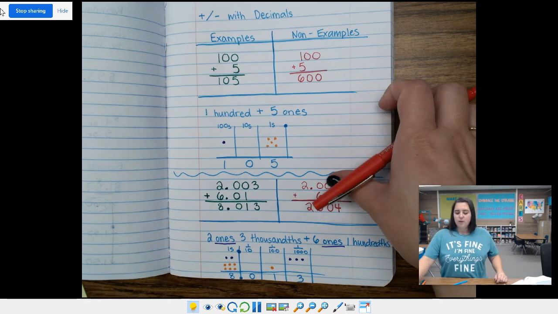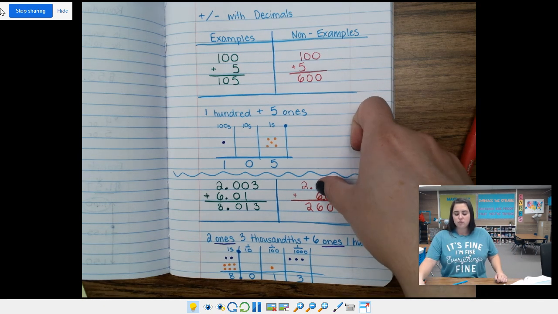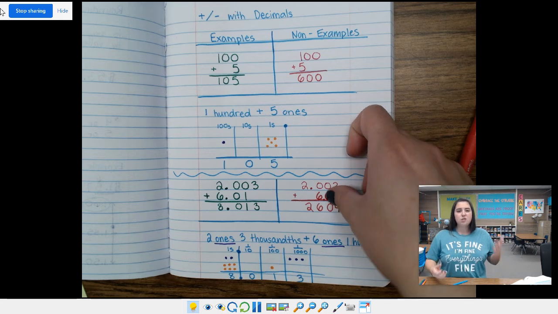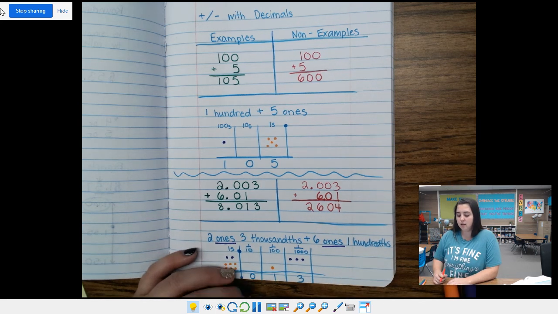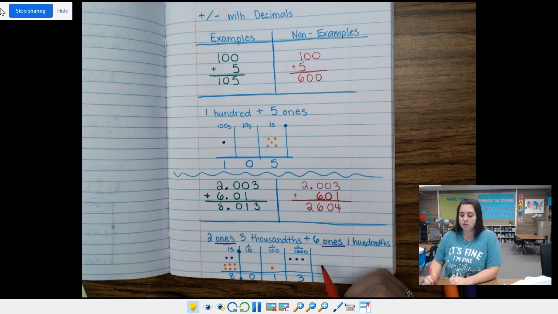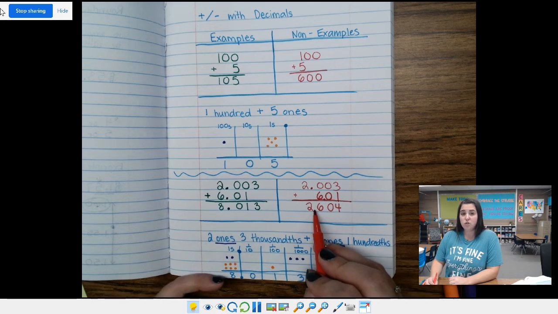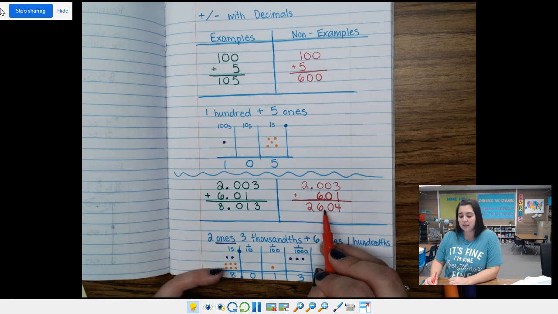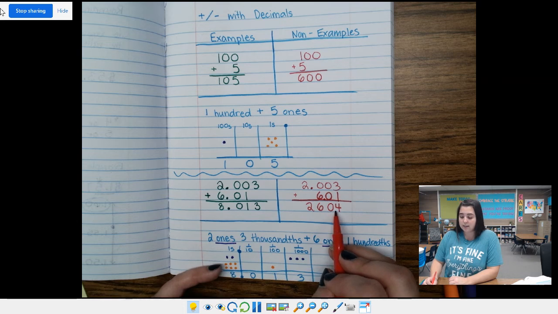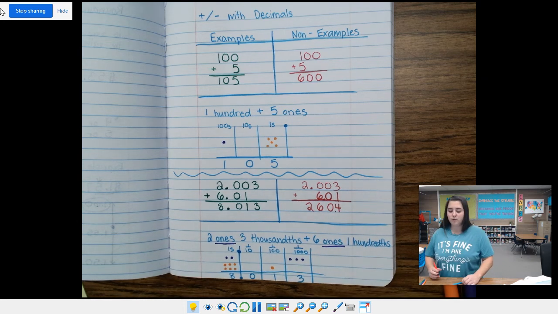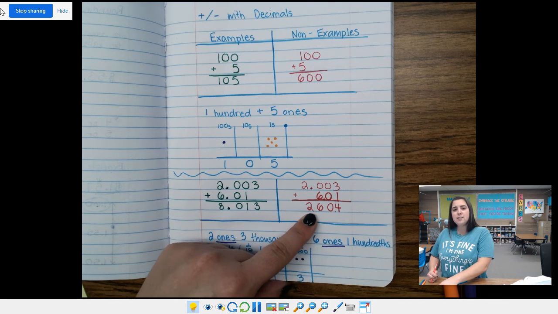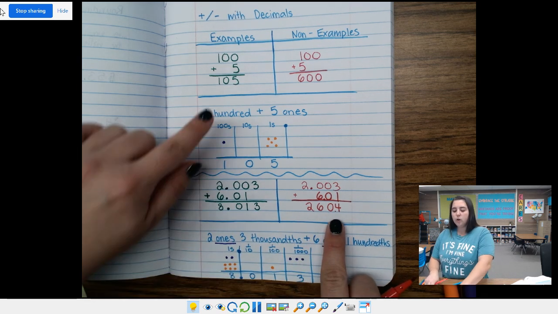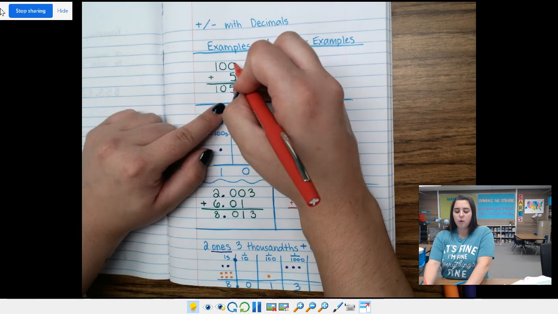First, if I was estimating this, this is about 2, about 6. 2 plus 6 is 8. I don't know where I could put my decimal here that would make this anywhere near 8. So I don't know where my decimal goes. Can't go here because I'd be about 2. Couldn't go here, it'd be about 26, about 260, and then of course 2,604. So this is incorrect.